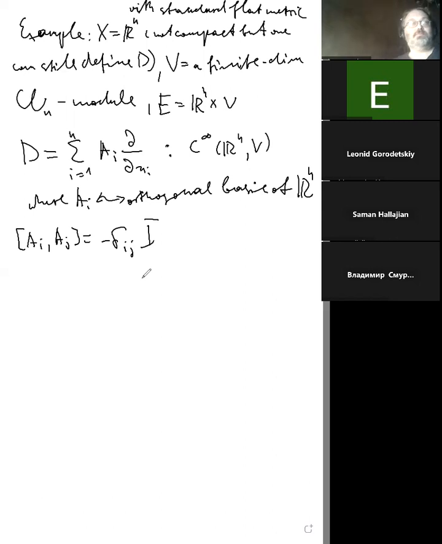Okay, now this operator has the property that D squared is... Now, wait, what is Ai? Well, Ai is the image of the ith orthogonal basis vector of Rn under the action of the Clifford algebra on V.